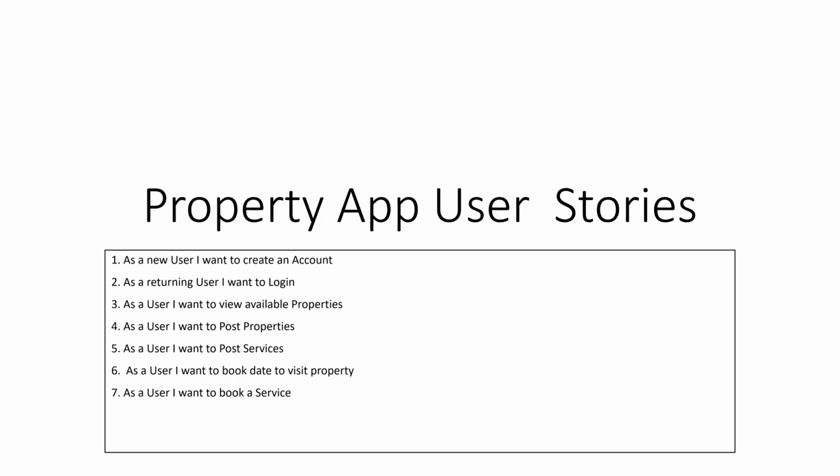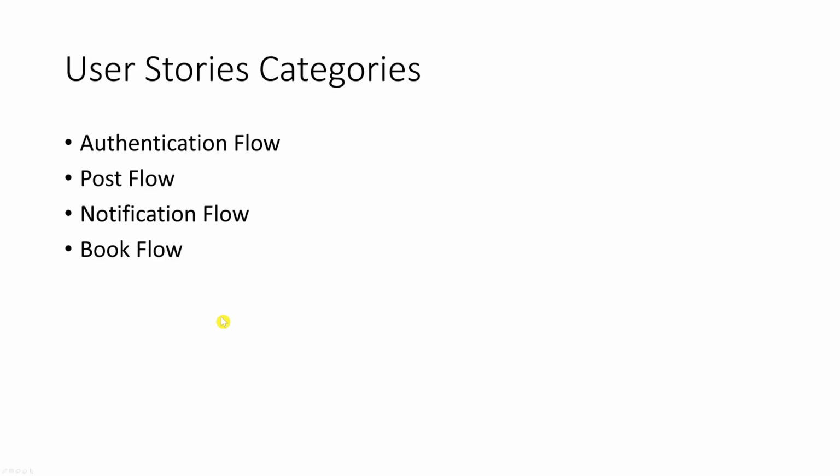For example, if we had said, as a new user, I want to create an account and view properties, then we've coupled the creation of an account and also the viewing of property. So if you go through all these user stories, it will actually give you an idea of what we're trying to build. But having these user stories, we need a way to categorize them.